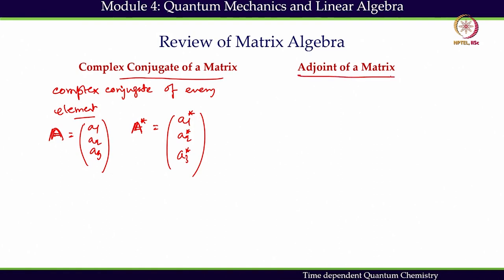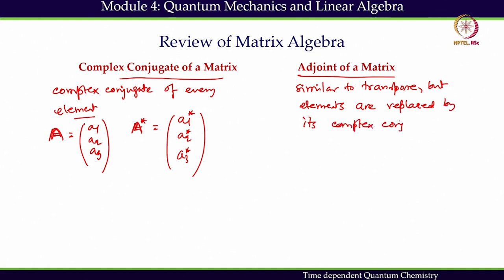Adjoint of a matrix is similar to transpose, but the elements are replaced by their complex conjugate. Which means that if I have a_ij and I find the adjoint, the adjoint is defined by this dagger sign, and it is going to be a_ji star. So, I am interchanging the row and column, and at the same time, each element will be taken to be its complex conjugate.